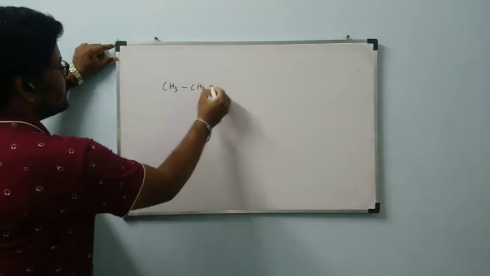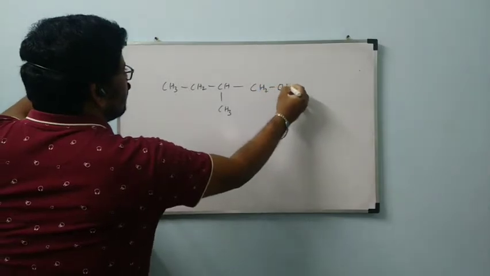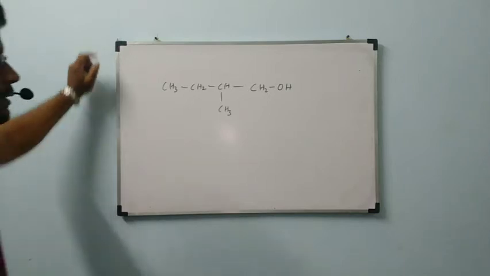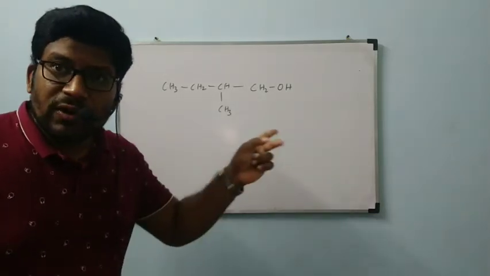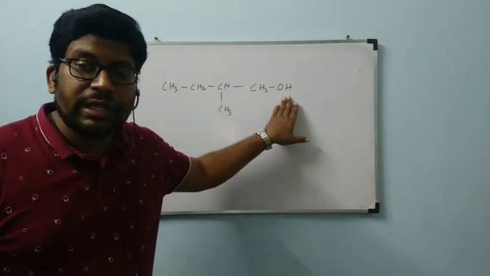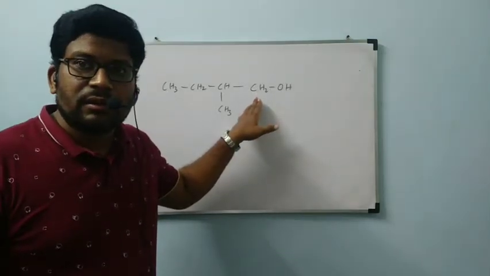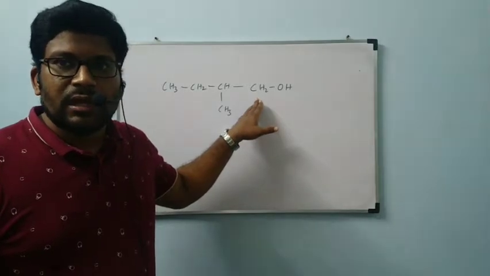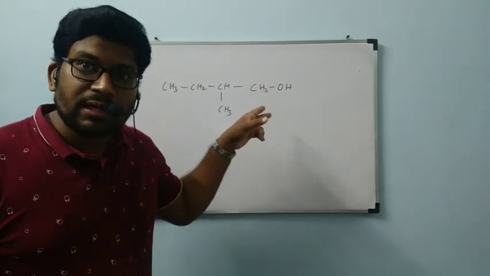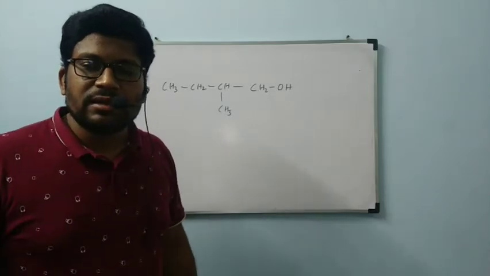CH3CH2CH(CH3)CH2OH. In this compound, OH does not contain carbon. The functional group does not contain carbon, so the important thing is that the functional group is bonded to a carbon, and that carbon must be included in the parent chain. Even if OH is not included in the parent chain, no problem, but the carbon it is bonded to must be involved in the parent chain, and the chain should contain the maximum number of carbons.